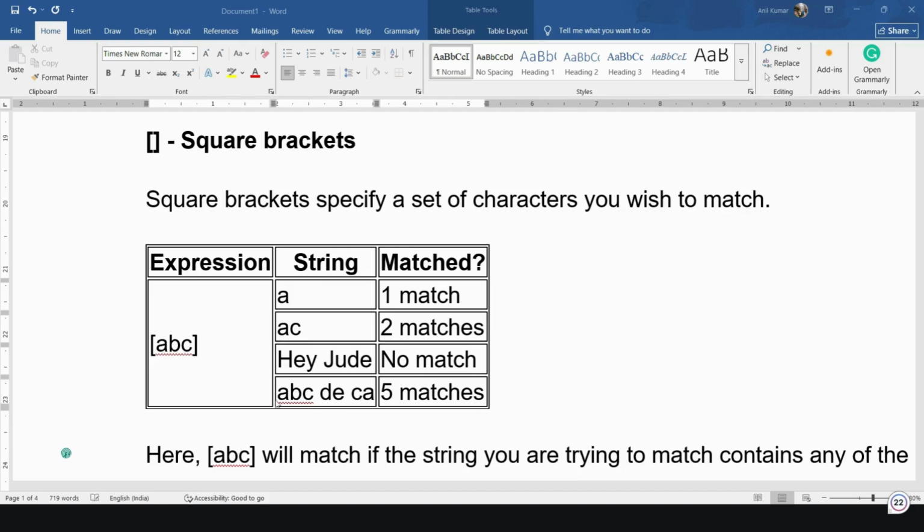If I'm taking a string like A, B, C, D, E, C, A, then A, B, C matches with A, B, C, and also here C, A also matches C and A, so there are 5 matches found.